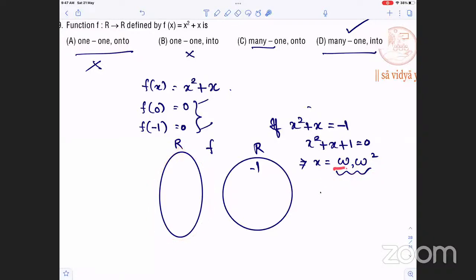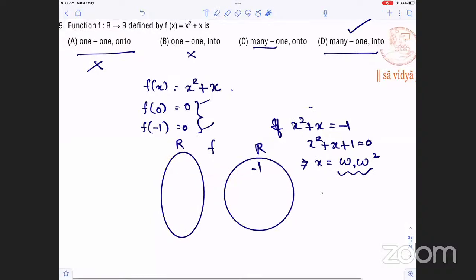So only omega and omega square can go to minus 1 under this definition of x square plus x function. So there is no number which is associated to minus 1. So this minus 1 is left out in the codomain. If at least one number is left out, then it can't be onto function. It has to be an into function only. Are you answered now?